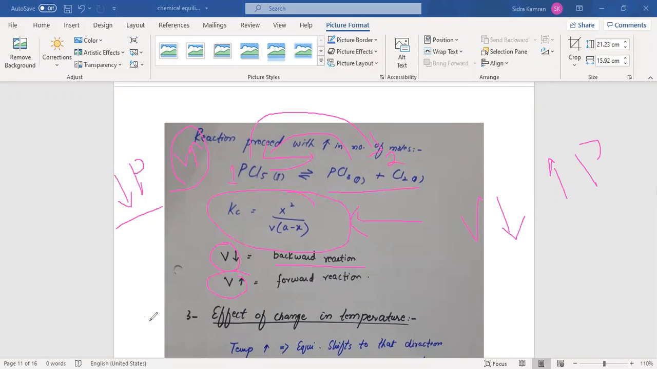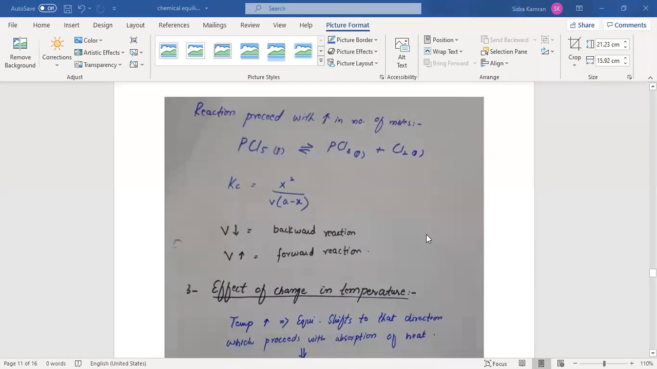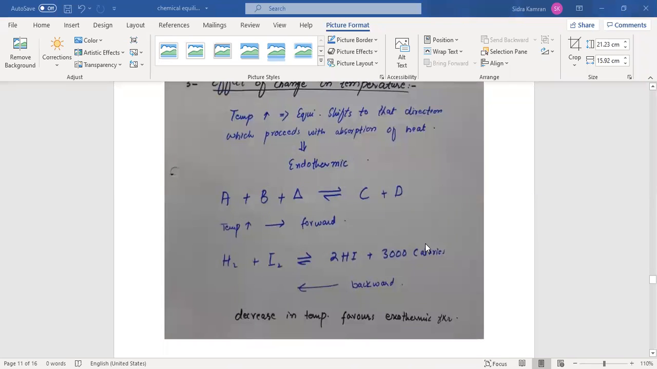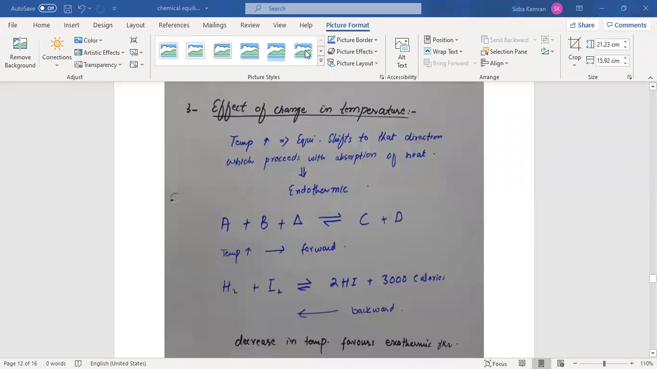Next, effect of temperature on equilibrium constant. How does temperature affect the equilibrium constant? If you are increasing the temperature, equilibrium will shift in the direction that proceeds with absorption of heat. Increase of the temperature in an endothermic reaction favors the reaction in that direction, which shows the endothermic nature.